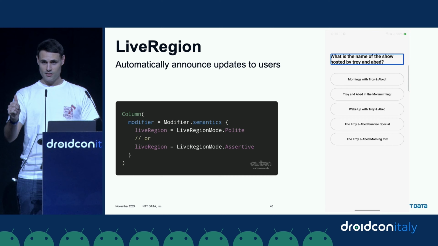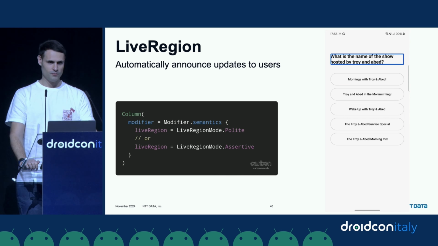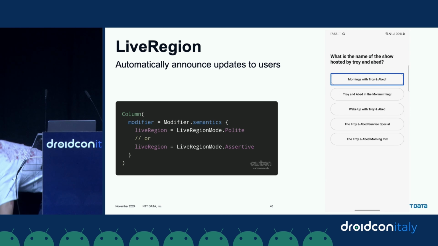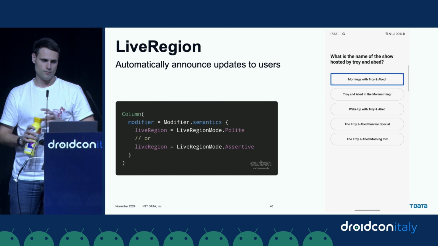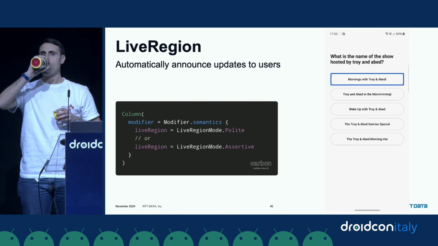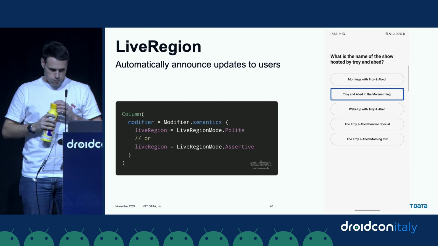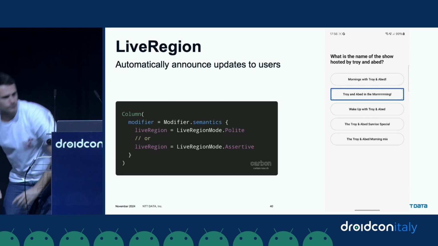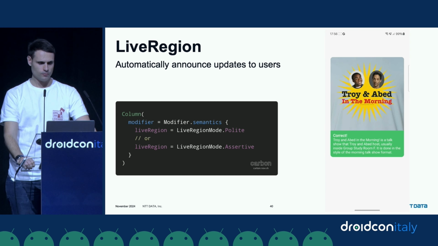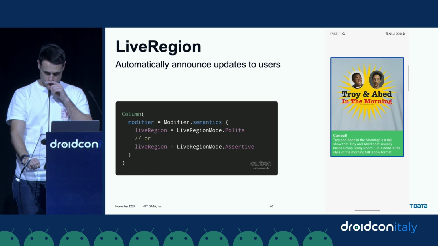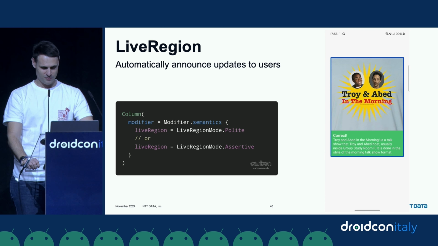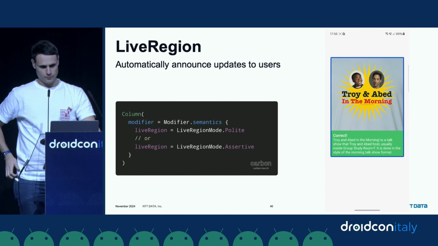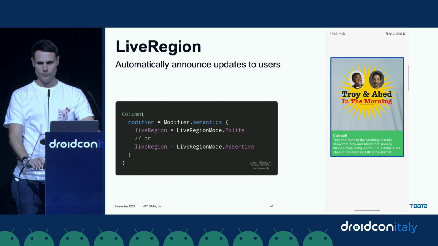What is the name of the show hosted by Troy and Abed? Mornings with Troy and Abed. Button. Double tap to activate. Troy and Abed in the morning. Button. Double tap to activate. Correct. Troy and Abed in the Morning is a talk show that Troy and Abed host, usually inside the group study room, done in the style of a morning talk show format.